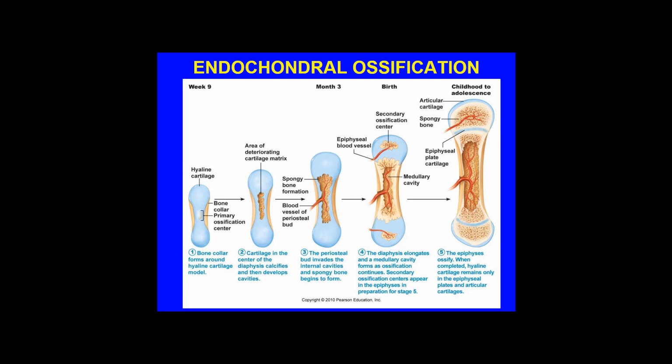So the diaphysis elongates, the medullary cavity forms as ossification continues. Secondary ossification centers appear on the epiphysis in preparation for stage 5. Stage 5, the epiphyses ossify. When completed, hyaline cartilage will remain only. Remember, this started off as mostly hyaline cartilage, you can see in number 1. And you're going to have these little plates, and then you're going to have articular cartilage on the far edges.